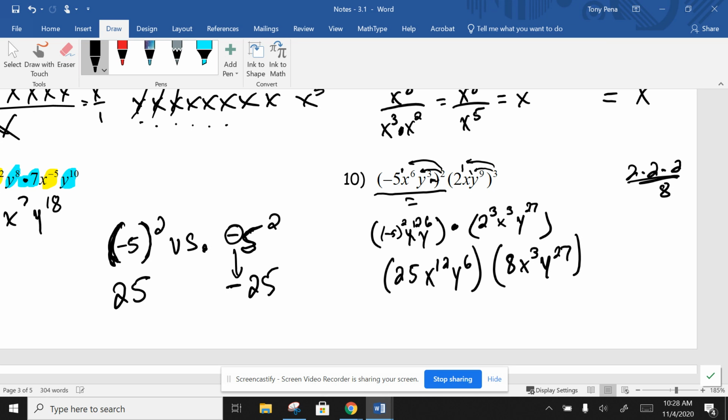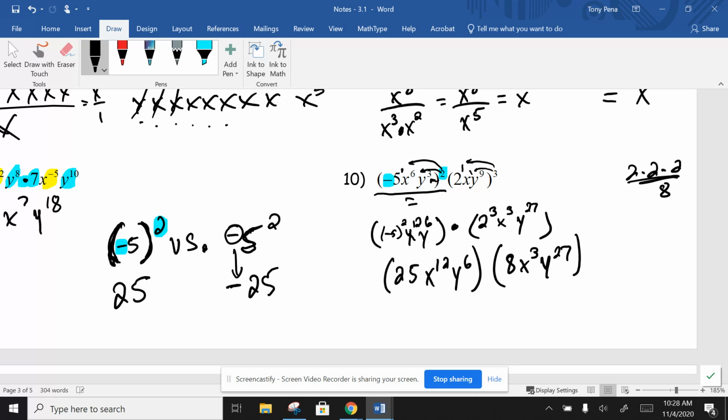But if I put it into parentheses, this negative is now part of what's getting squared. So if we look at our problem, isn't the negative inside of the parentheses? So the negative is also going to get squared, and we get a negative times a negative. All right, good question.